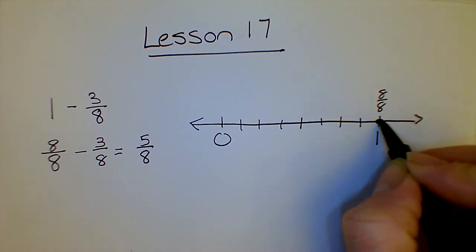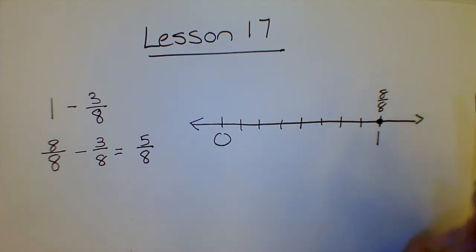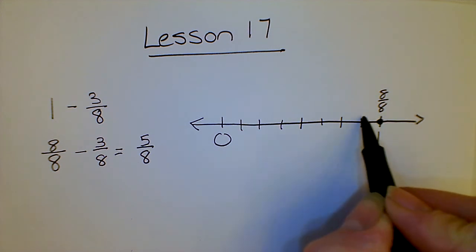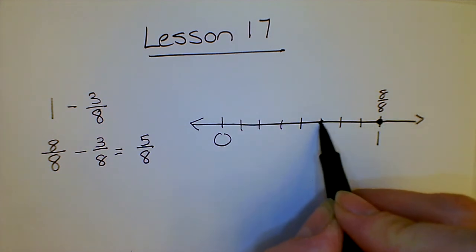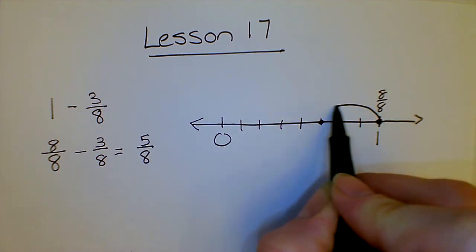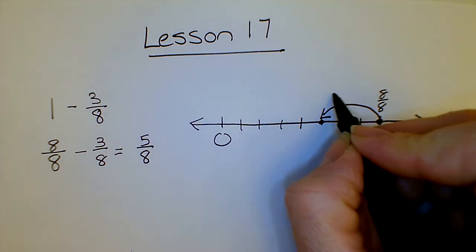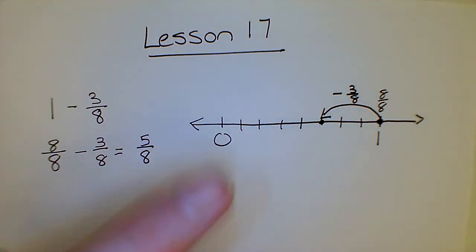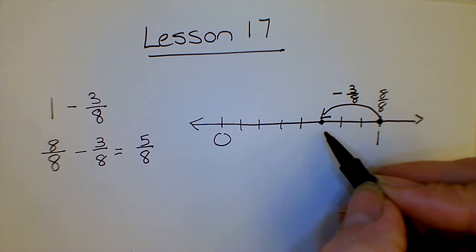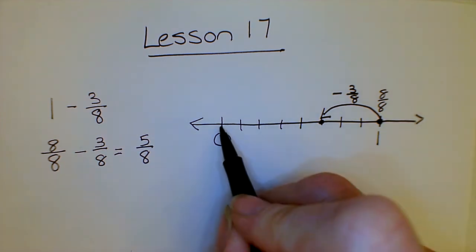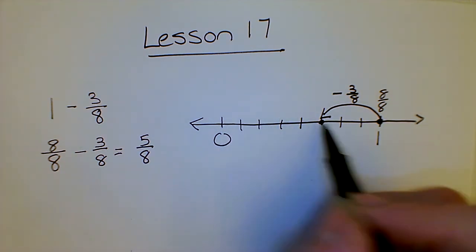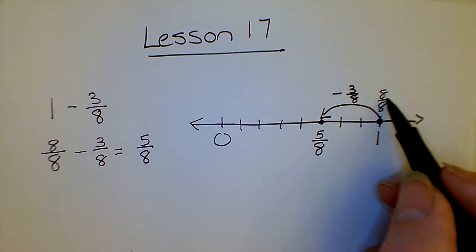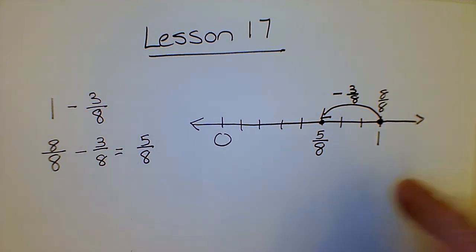So we're going to start right here at 1, or 8/8. And then we want to subtract 3/8. So I'm going to go 1, 2, 3, and I'm going to put that right here. I'm going to model it by showing that we subtracted 3/8. When we subtract, we go that way. When we add, we go that way. So we subtracted, and then I need to write what I ended up on, which is 1, 2, 3, 4, 5. 5/8. So we had 8/8 minus the 3/8 got us to the 5/8. So we just modeled it.